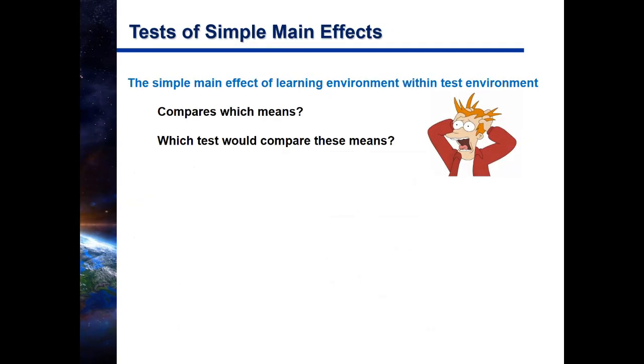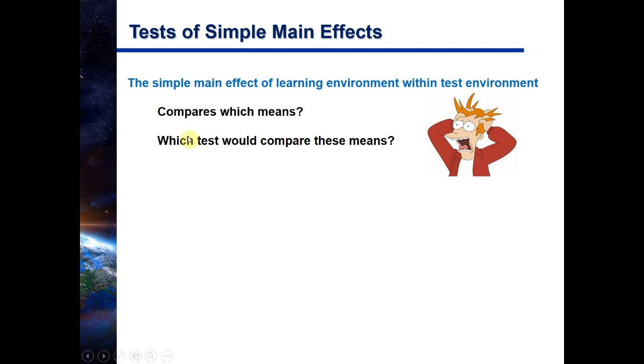What if we had a significant interaction effect? Now we need to look at the test of simple main effects, right? That's what follows a significant interaction effect. Tests of simple main effects. So what if we wanted to first look at the simple main effect of learning environment within the testing environment?